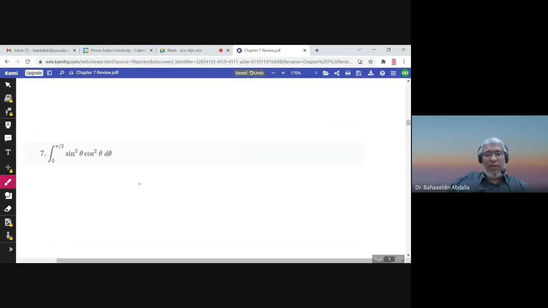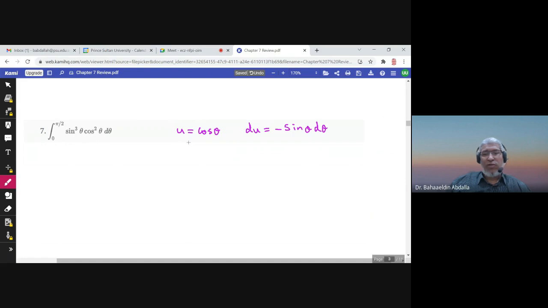Now here sine times cosine, this is section 7.2. The power of sine is odd, so I take u equals cosine. And then du would be the derivative of cosine, and that's negative sine. And now I also change the values.